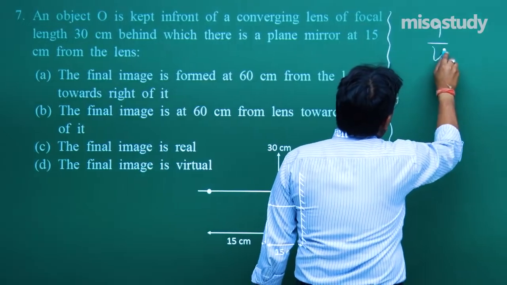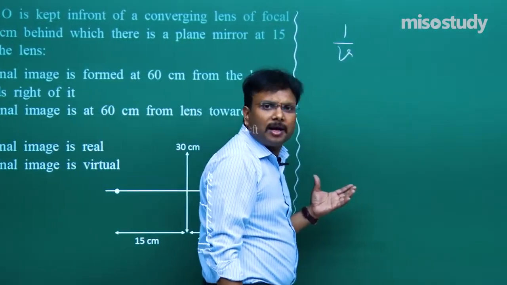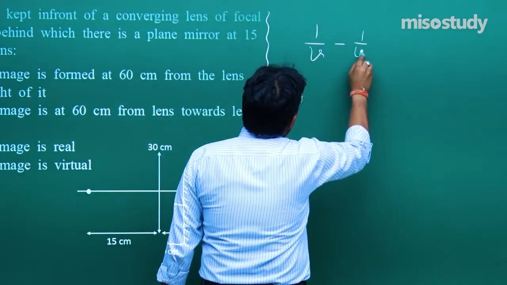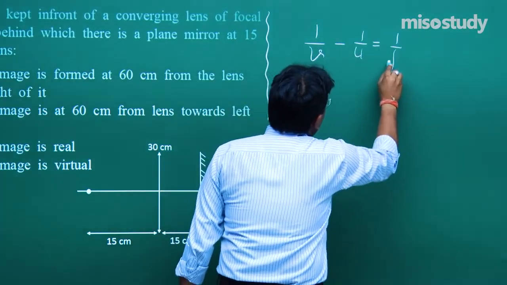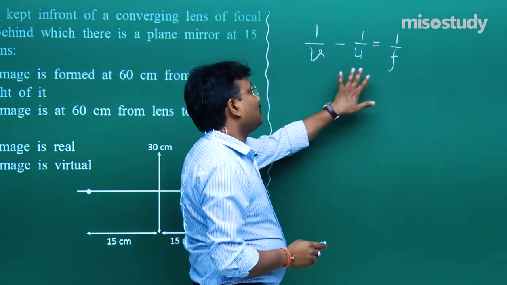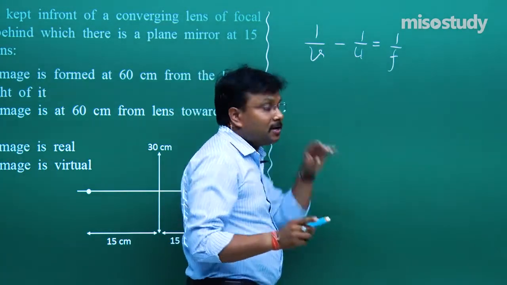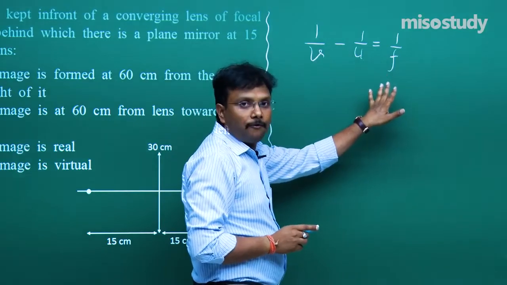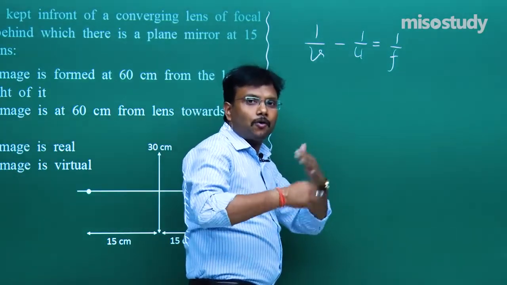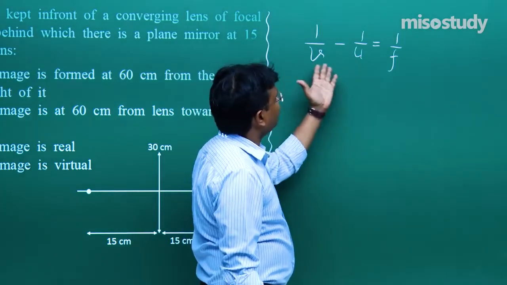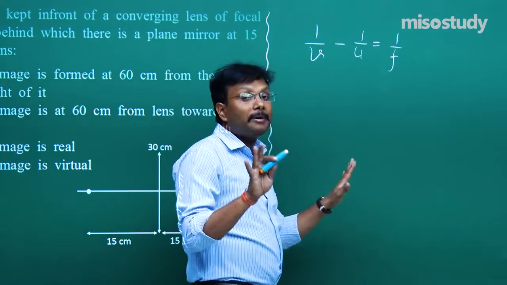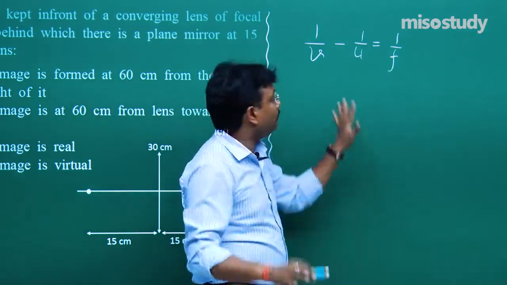1 upon V minus 1 upon U is equal to 1 upon F. The basic formula, lens maker's formula, we will have to apply. Fine. Whenever you are practicing these problems, my suggestion is don't rush with the formula, write it down. If you are writing down the formula 3, 4, 5 times, obviously after some time you will be very comfortable with the formula and you will not commit any mistake in the examination hall.